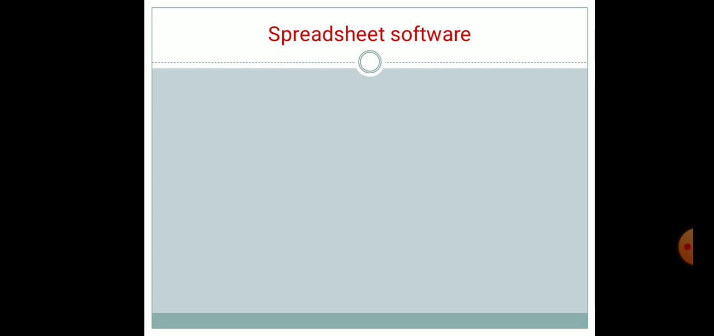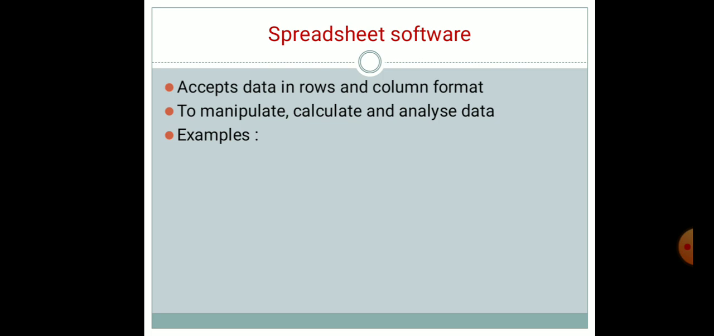Next comes spreadsheet software. This software allows the data in rows and columns format. In this we can create, manipulate, calculate and analyze the data. Here we can type the data and do some calculations like addition, subtraction, multiplication, finding the average. Likewise we can do some calculations and analysis, which one is greater, which one is smaller. Likewise we can analyze the data also.